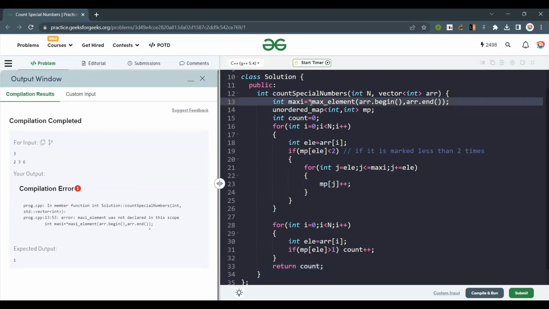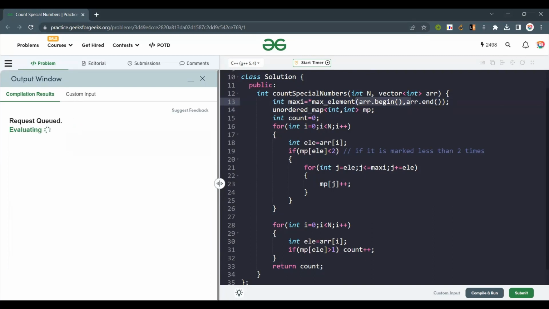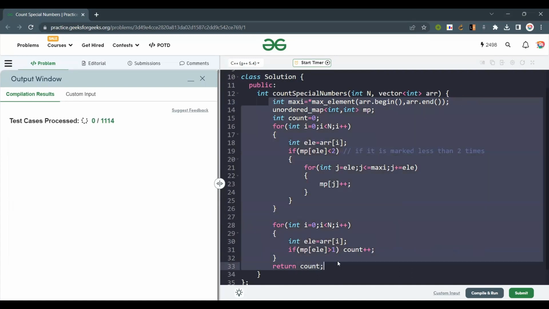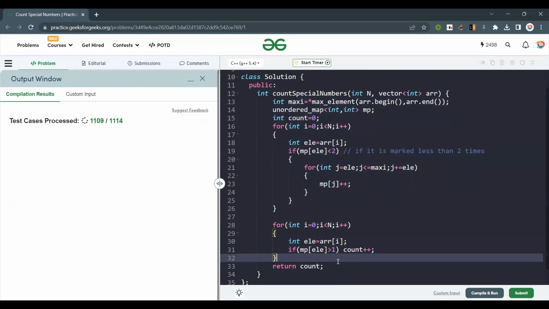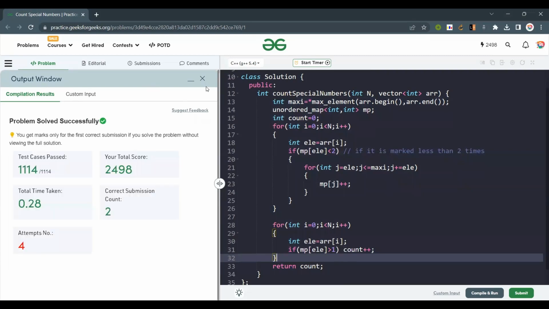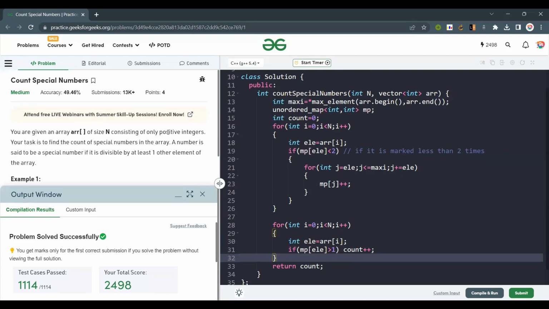It should be max element. It is an STL function. If you don't know, it is a simple STL function which gives the maximum element from an array. Let's try to compile and run the code again. Yes, so let's submit the code. Okay, so the solution is working fine.